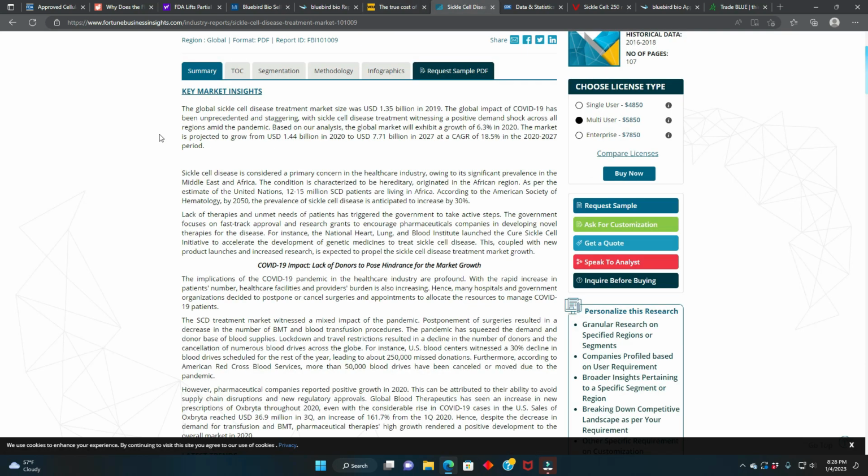Moving on over here, the global sickle cell disease treatment market was $1.35 billion in 2019. So in 2019, payers paid $1.35 billion to treat patients that are suffering from sickle cell disease. The global impact of COVID-19 has been unprecedented and staggering, with sickle cell disease treatment witnessing a positive demand shock across all regions amid the pandemic. Based on their analysis, the global market will exhibit a growth of 6.3% in 2020. The market is projected to grow from $1.44 billion in 2020 to $7.71 billion in 2027.